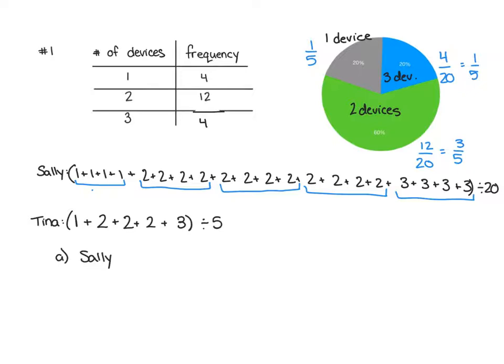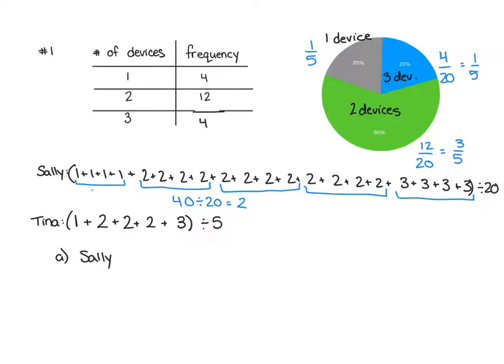So we go 1, 2, 3, 4, and then we can count by 2s: 6, 8, 10, 12, 14, 16, 18, 20, 22, 24, 26, 28, and then we do groups of 3, so 31, 34, 37, 40. So it would be 40, and then divide that by 20 would equal 2.